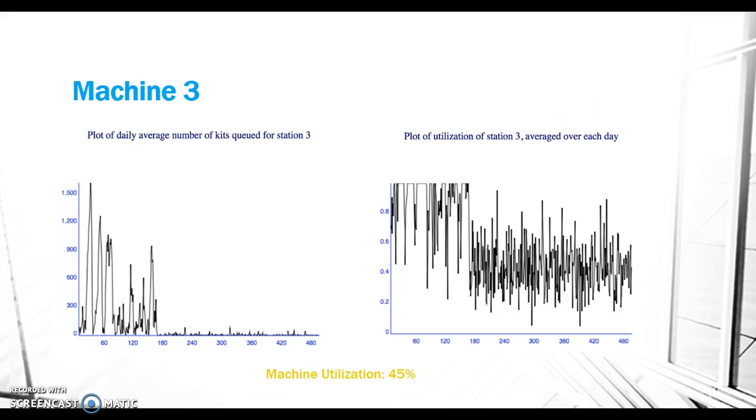Now on machine 3, you can tell on the left-hand side, in the plot of the daily average number of kits in queue, we had a lot of kits that ended up being in the queue because we only had one machine to start off with. At around day 156, we ended up buying a machine for Station 3, which you can tell immediately made a drastic change in the plot of utilization of Station 3. We went from hitting 100% for quite a long time during the first 150 days to really coming down to about 45% machine utilization. That worked really well because our queues weren't backed up, and it really reduced them, as you can tell on the left-hand side of the plot.